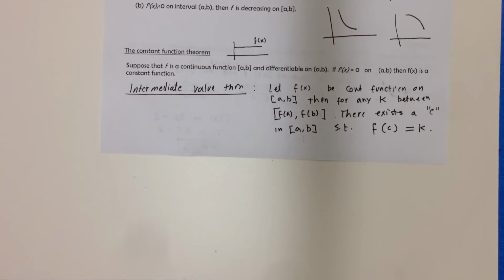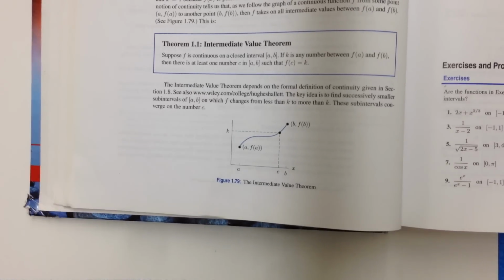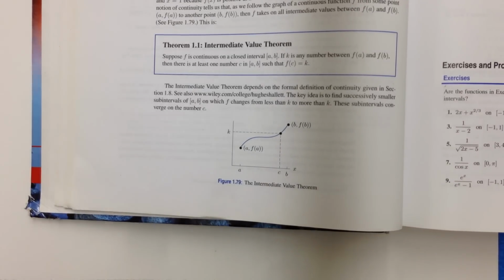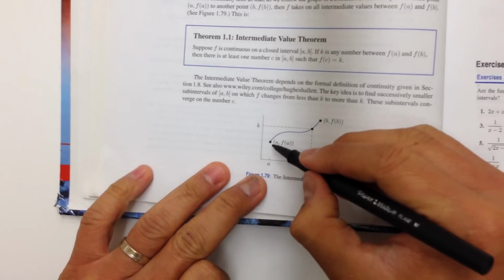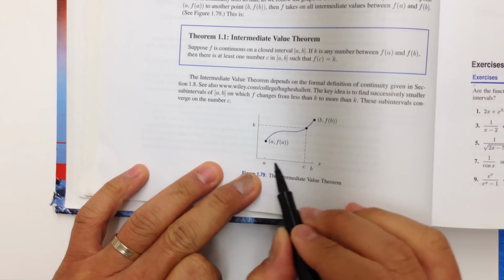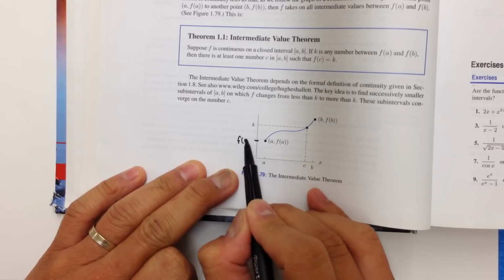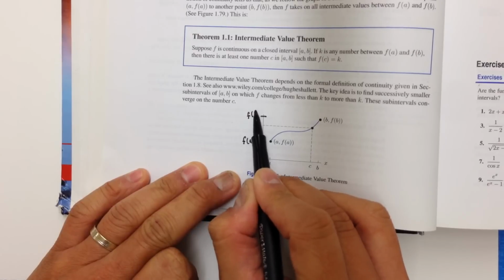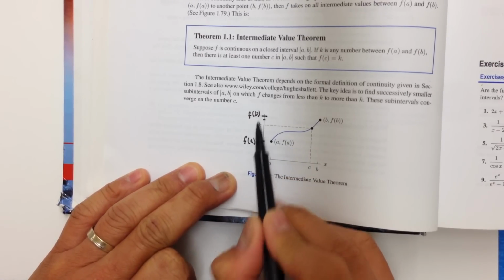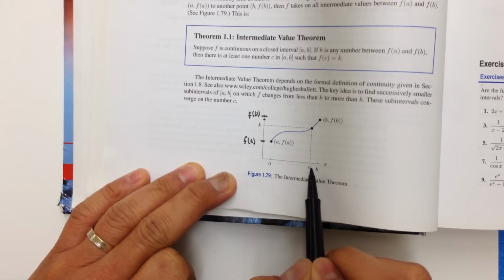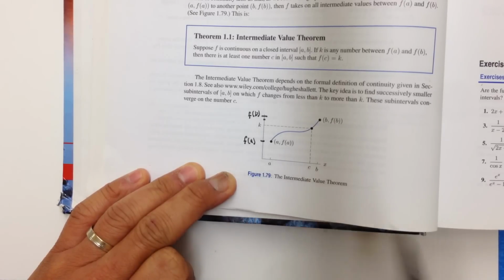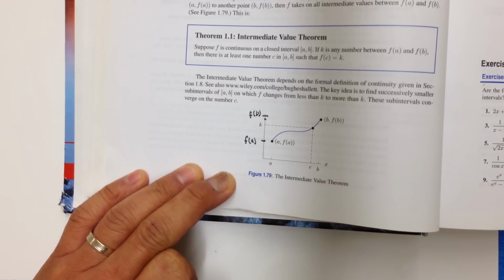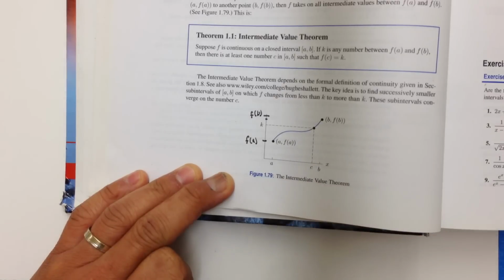So let me show you a drawing of what I mean. This is the best drawing to demonstrate the intermediate value theorem. The intermediate value theorem says, given a function between a and b, this is your f of a, and this is f of b. Pick any k between f of a and f of b, there will be a c between a and b such that k is equal to f of c. All right, and that's the intermediate value theorem. That's what it tells us regarding continuous functions.